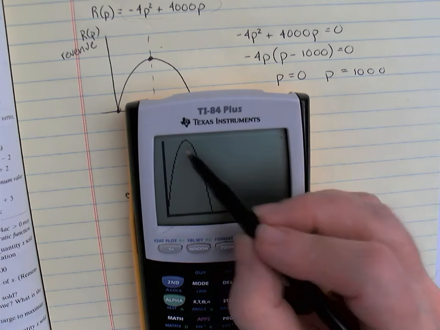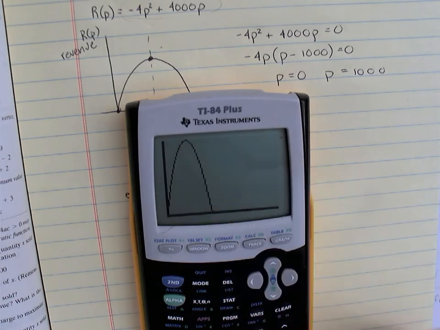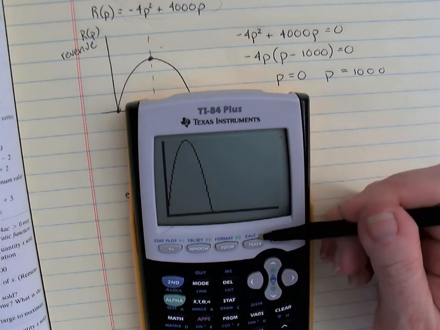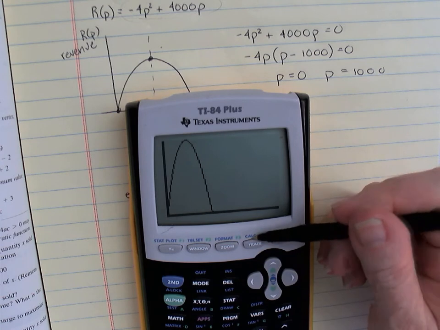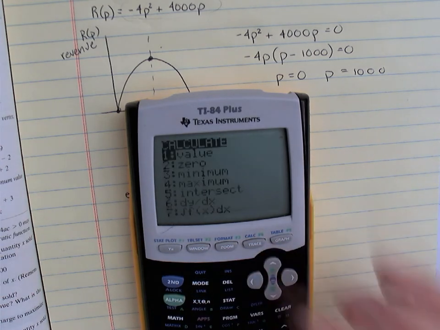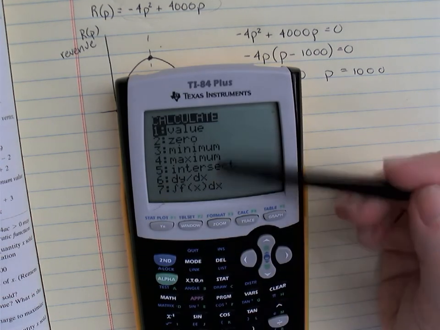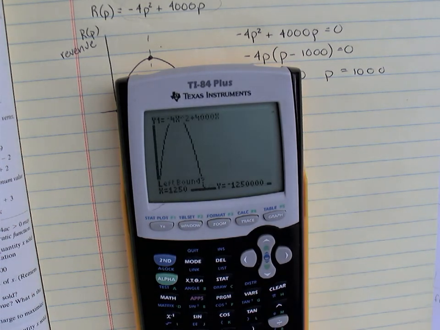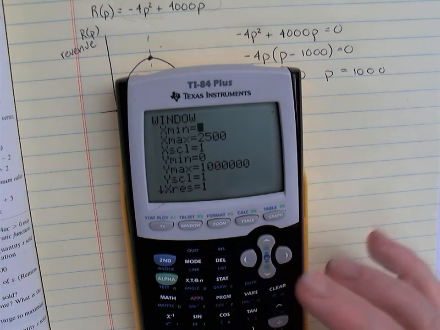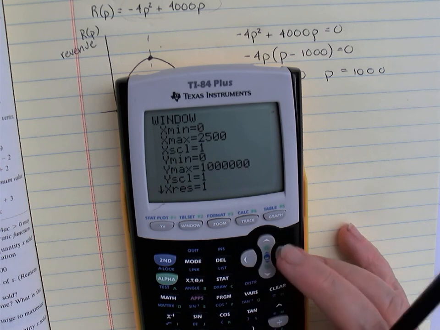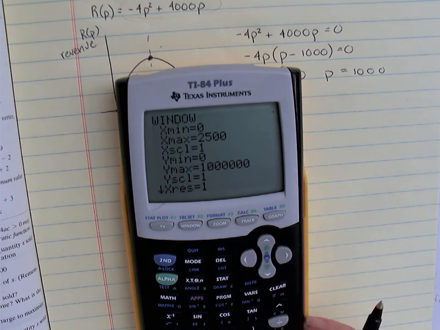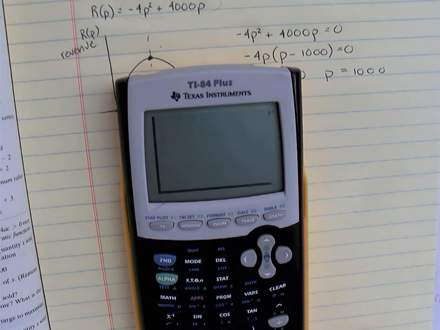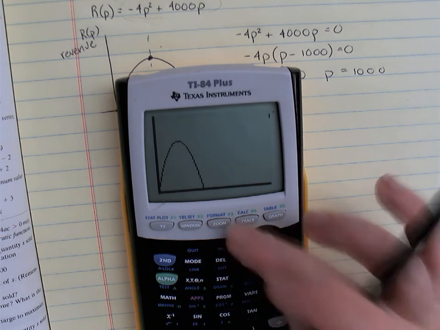In order for me to find this point, you need to use your calculator. And the useful button here is this calc button right above trace. Since it's in blue, we have to hit second calc. And if you look at the choices, what we're looking for is a maximum value. So I'm going to hit number 4. In fact, I'm going to change my window again because I want this to go a little bit higher. So I'm going to put 1,500,000.